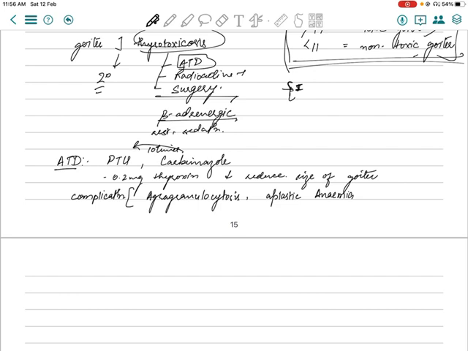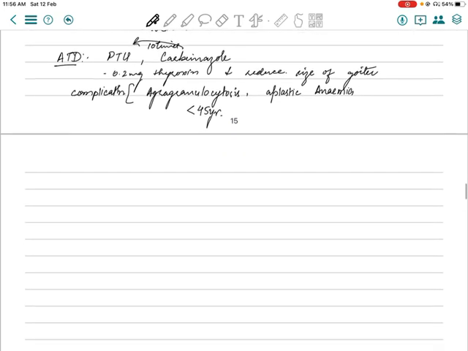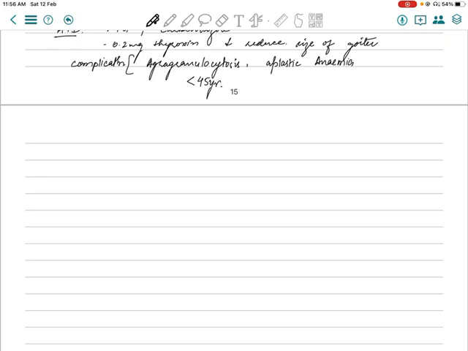It is particularly indicated in cases of small goiter, when the patient is below 45 years, and it can also be given during pregnancy. Now, radioactive iodine.